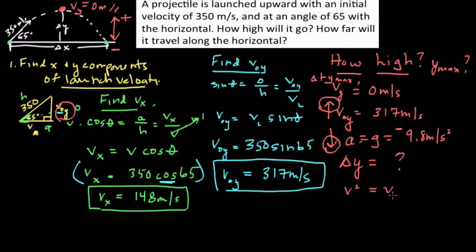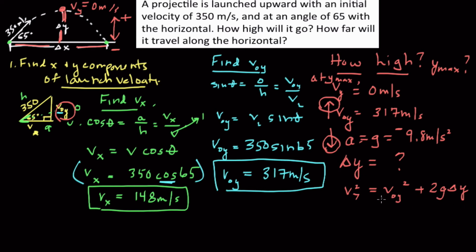V squared equals V naught squared. I'll put my y's here. Plus 2a, I'm going to put 2g. Acceleration here is acceleration due to gravity. I'll just write g. Delta y. Delta y is displacement. Delta x is displacement. Delta y is displacement vertically, and so I want to distinguish this from the horizontal displacement. That's all. I want to isolate delta y.